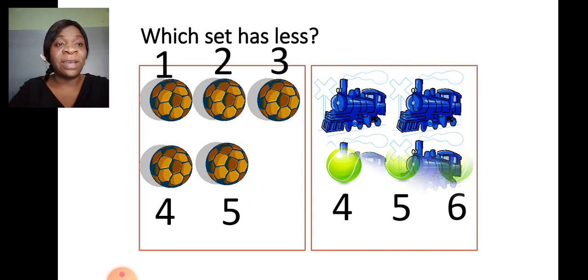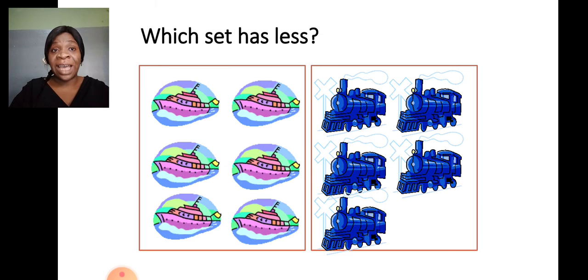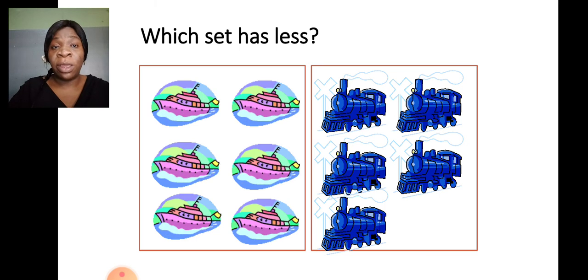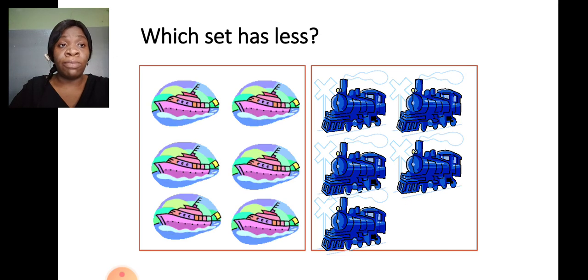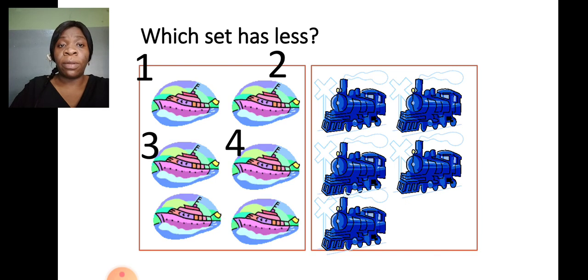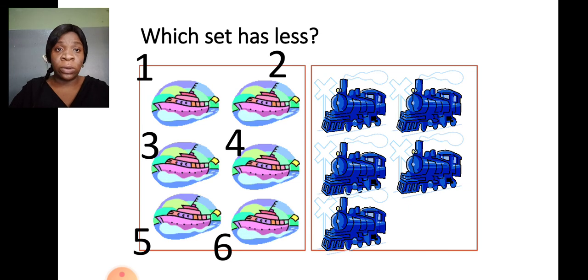Okay, let's look at another example. Which set has less? You can pause the video at this point as well and count and see if you got the answer correct. So let's count the boats first. 1, 2, 3, 4, 5, 6. Yes, there are 6 boats on the ocean.